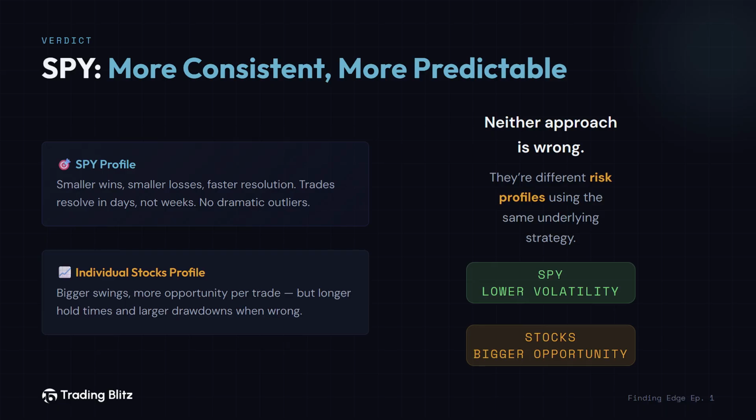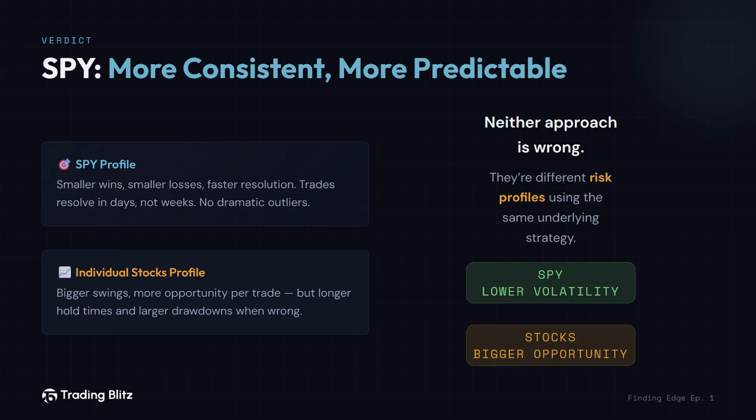So for traders who want lower volatility, SPY may be the better vehicle with which to execute this strategy. Now, if you're a trader who's comfortable with larger swings and you want more opportunity per trade, individual stocks may be the way to go. Neither approach is wrong, it's just they're different risk profiles using the same underlying strategy.